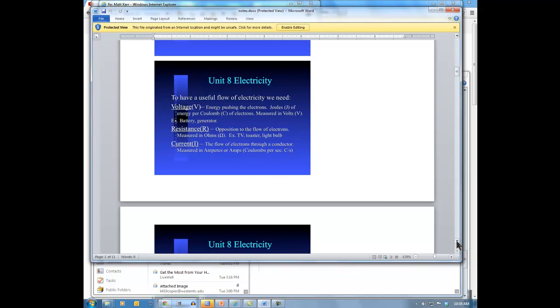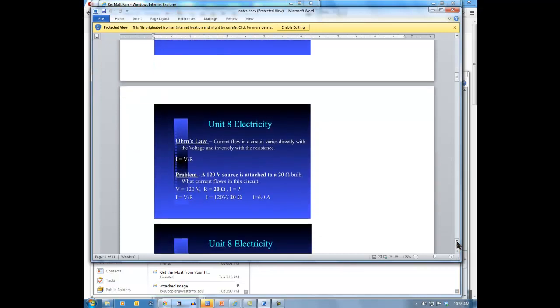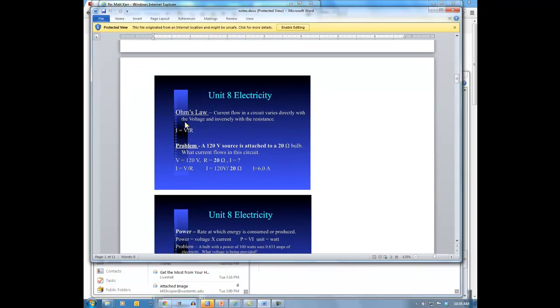So Ohm's law relates those three terms together. It says that the current, that means how fast electrons are running through a wire, depends on the push behind the electrons divided by the push back against the electrons, which is the resistance. So it's I equals V divided by R. So you've got to know your units to know if you're being given voltage, resistance, or current.